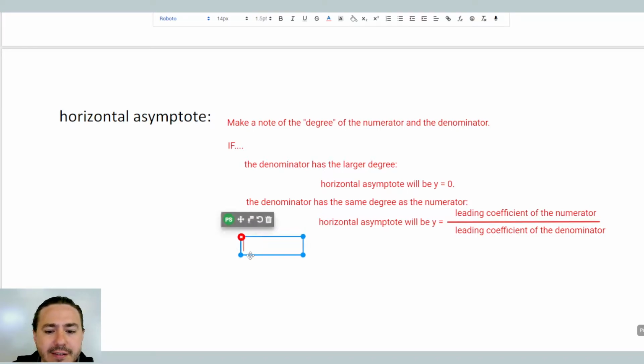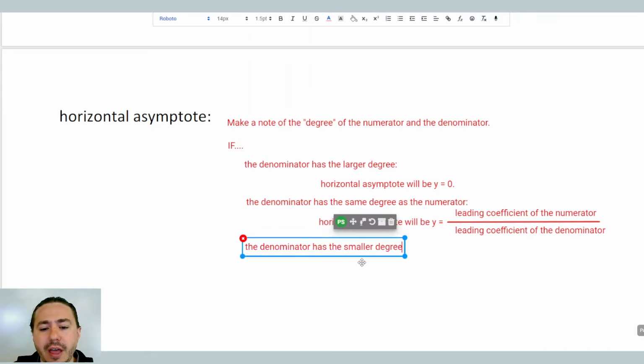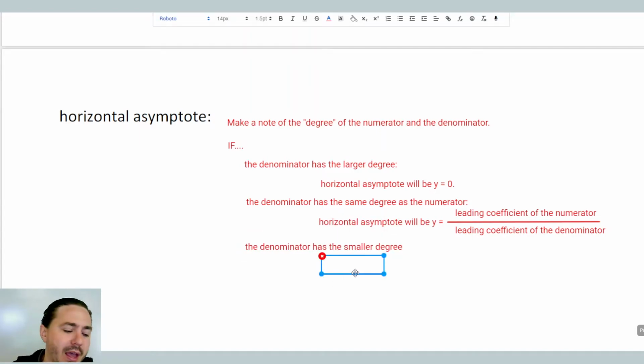Now, lastly, there's one other way that they can compare, if the denominator has the smaller degree. So this would be a case where you have something like x to the fifth over x squared. In that case, the numerator is going to grow at a faster rate than the denominator. And what happens here is kind of weird. For now, we're just going to say that there is no horizontal asymptote.